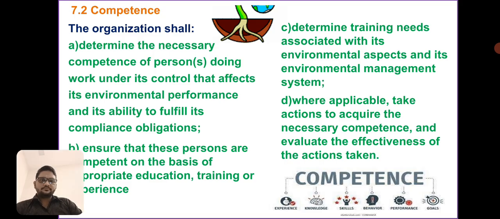In competence, clause 7.2, the organization shall determine the necessary competence of persons doing work under its control that affects the environmental performance and its ability to fulfill its compliance obligations, and ensure these persons are competent on the basis of appropriate education, training or experience. Next, determine training needs associated with its environmental aspects and environmental management system, that is related to the standard, and where applicable take action to acquire the necessary competence and evaluate the effectiveness of the action taken.